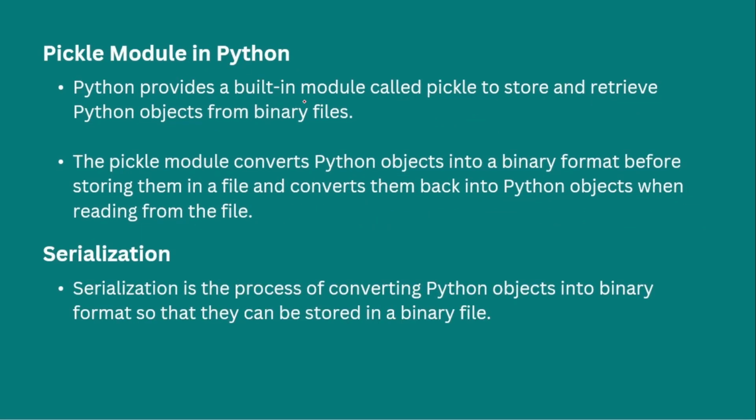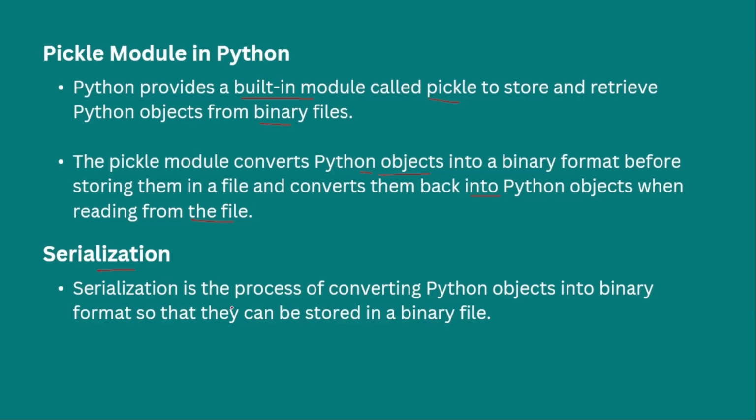Pickle module in Python. Python provides a built-in module called Pickle to store data and retrieve Python objects from binary files. So in order to store data in binary format and retrieve that binary format into our original format, we have this built-in module called Pickle. Pickle module converts Python objects into binary format before storing them in a file, and then converts them back into Python objects, so that the data stored in binary format will be converted back into Python objects when we read from that file.